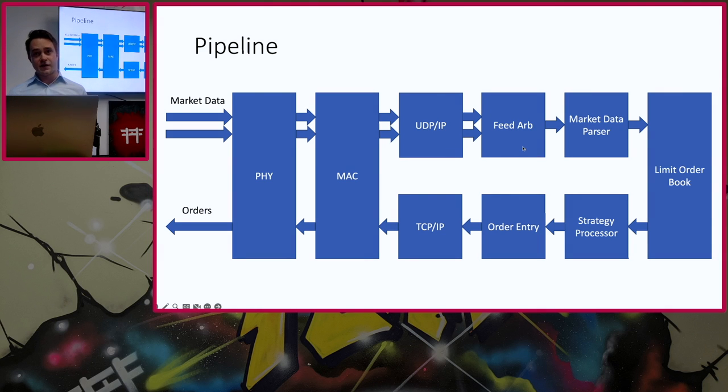We then pass it to a feed arbiter where we choose, of the two redundant copies, which one do we want to use? Once we have that single feed of data, and this is also monitored data, we've now filtered out the market data, say the ticker symbols that we're interested in at this point. We now take that payload data and we parse it, so we break it into its individual fields, and then we pass those fields as some update instruction to a limit order book, where the limit order book reflects the state of the market for all of the securities or financial instruments that we're monitoring.